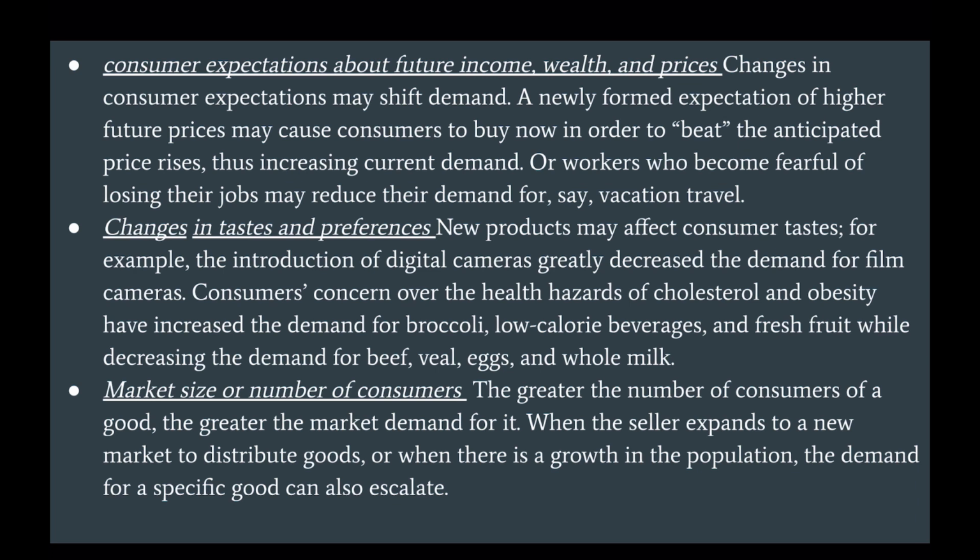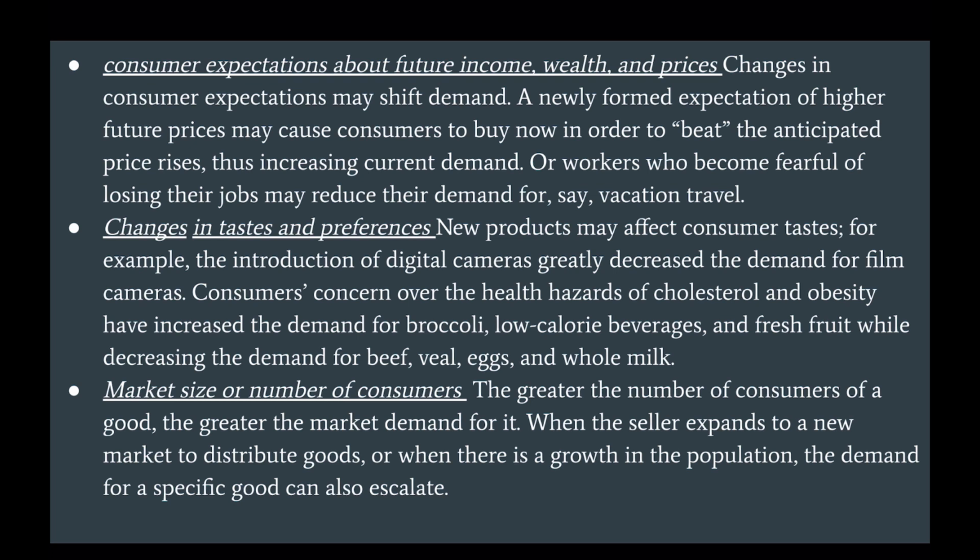Consumer expectation about future income, wealth and prices. Changes in consumer expectation may shift demand. A newly formed expectation of higher future prices may cause consumers to buy now in order to beat the anticipated price rises, thus increasing current demand. Or workers who become fearful of losing their jobs may reduce the demand for, say, vacation travel.